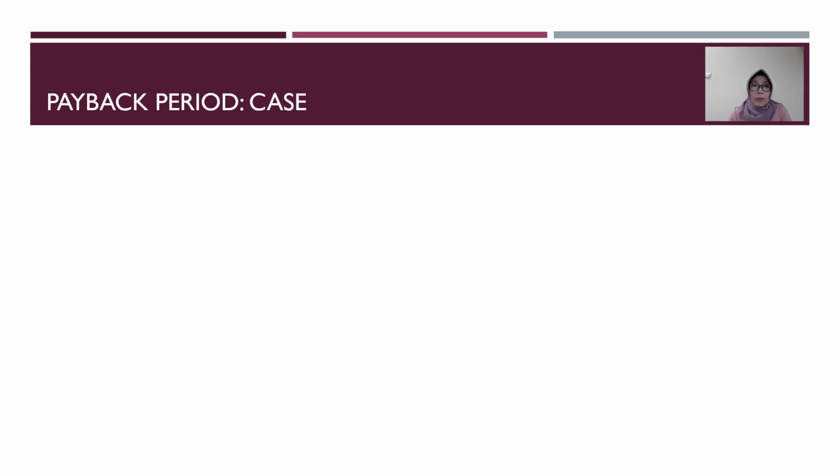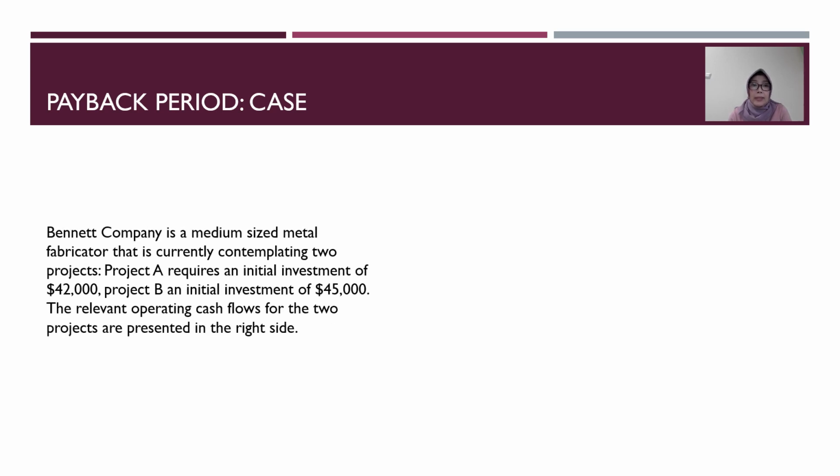Okay, right now we're gonna have a payback period case. Here we have Bennett Company. It's a medium-sized metal fabricator that is currently contemplating two projects. Project A requires an initial investment of $42,000 and Project B an initial investment of $45,000. The relevant operating cash flows for the two projects are represented on the right side here.